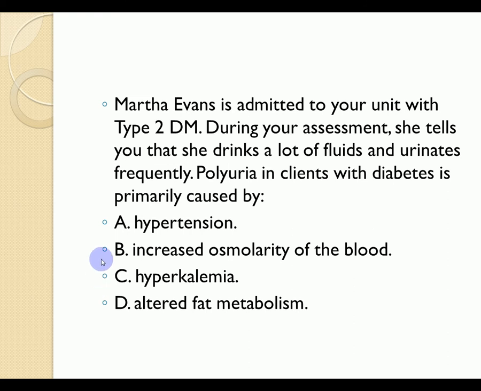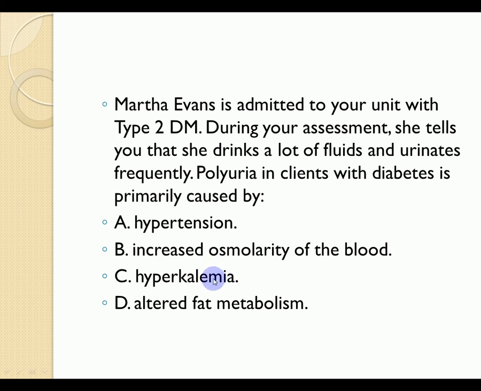Martha Evans is admitted to your unit with type 2. During your assessment, she tells you that she drinks a lot of fluids and urinates frequently. Polyuria in clients with diabetes is primarily caused by A, hypertension, B, increased osmolarity of the blood, C, hyperkalemia, or D, altered fat metabolism. And you should have picked B, increased osmolarity of the blood.